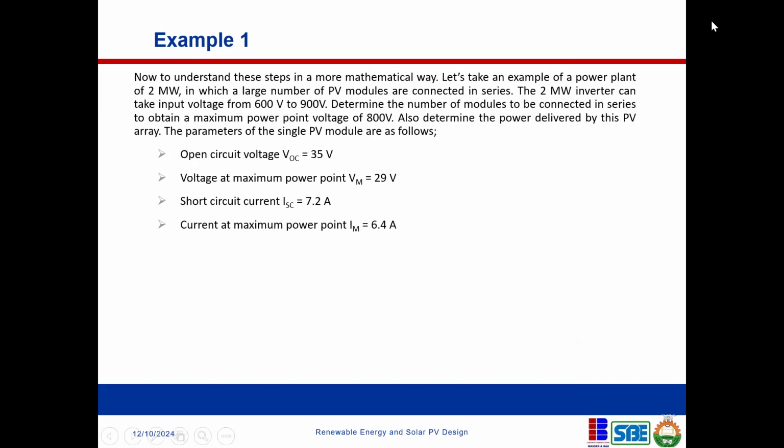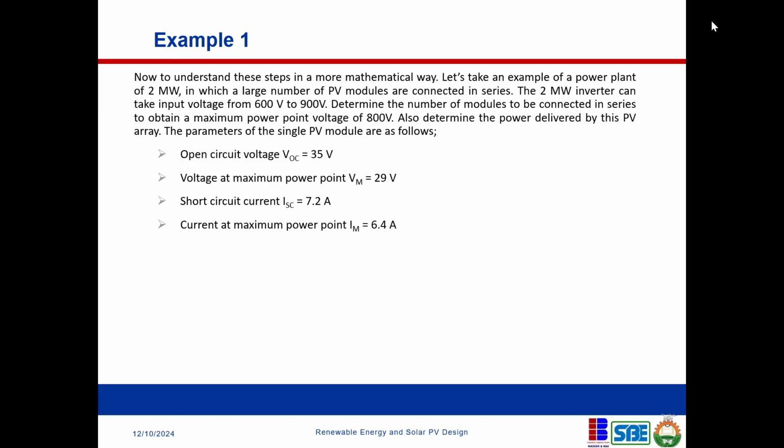Let's take an example of a power plant of 2 megawatts, in which a large number of PV modules are connected in series. Of course, you need to connect them in series to increase the voltage. 2 megawatts means that you're feeding into a high voltage network, so you need to connect in series to increase the voltage.